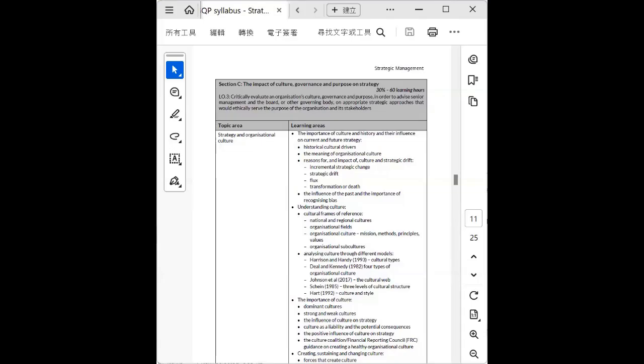Transformation or death is the final outcome. So either the company can reinvent itself by transformation or it declines. So these are some of the concepts or terms that you can use in your discussions of the cases. They're quite useful in your analysis.